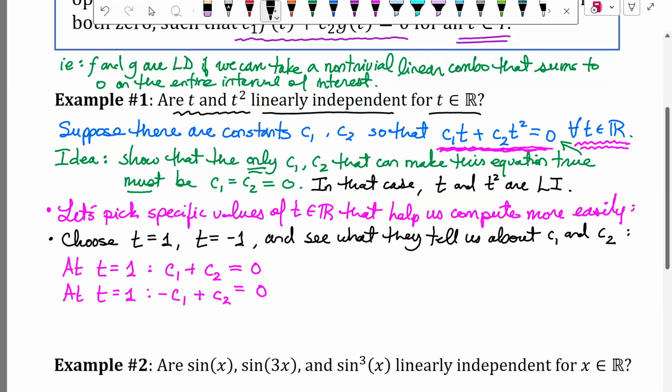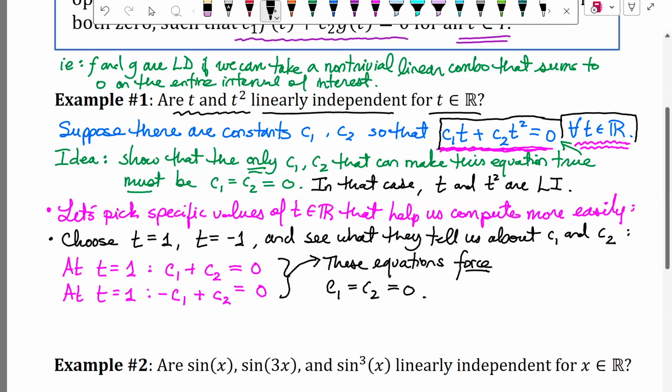Given these two equations have to be true simultaneously, because my equation c1t plus c2t squared equals 0 has to be true for all t on the real line, what I see here is the only way to make this true for all t is to force c1 and c2 to be 0. Therefore, since the only way to satisfy this linear combination of my two functions is to force the coefficients to equal 0, those functions must be linearly independent.